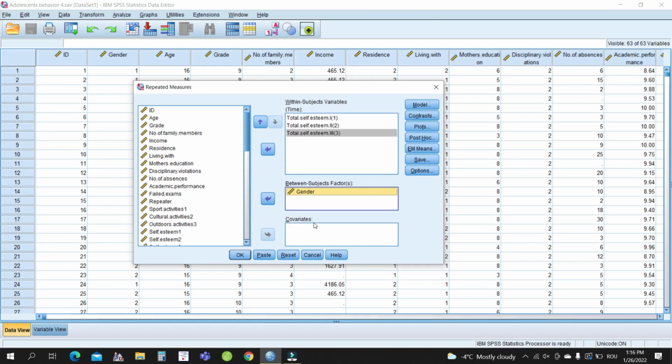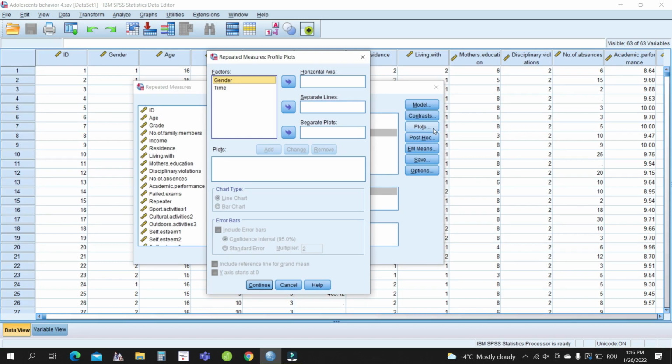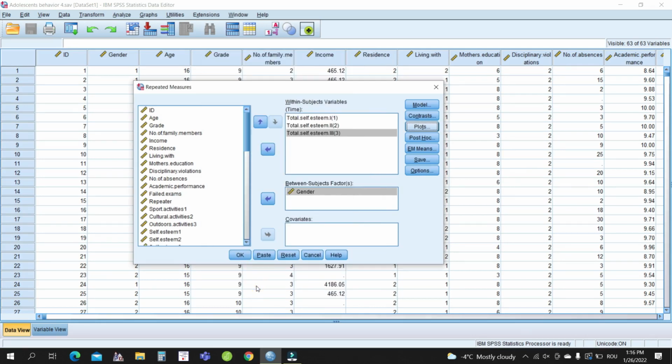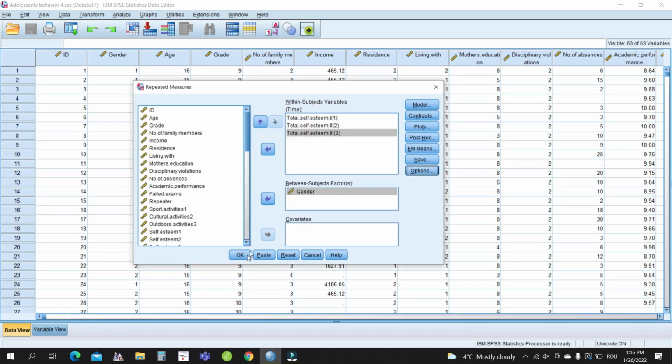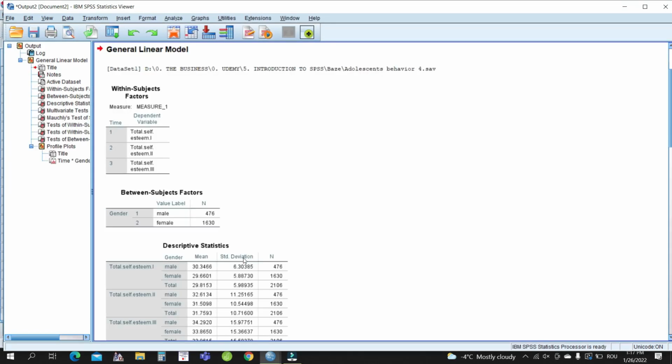This way, the mixed factorial ANOVA model becomes a mixed factorial ANCOVA model, but I will not complicate further our model. Instead, I will click on the Plots button in order to generate a comprehensive graph of our model. I will introduce time on the horizontal axis and gender as separate lines, and I will click Add and Continue. Also, from the button called Options, I will choose Descriptive Statistics, Continue, and OK. Now let's see the results.